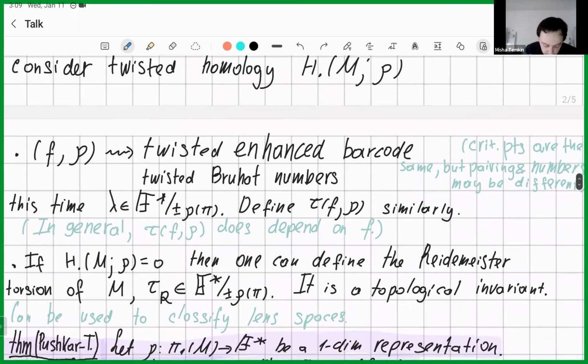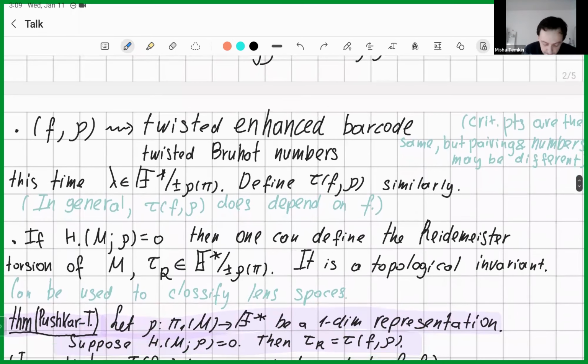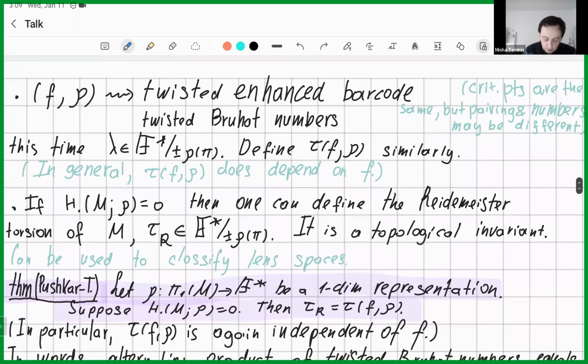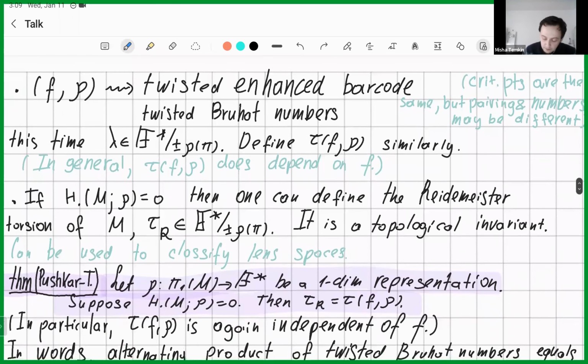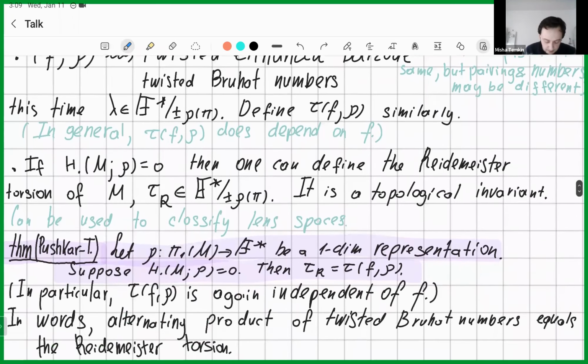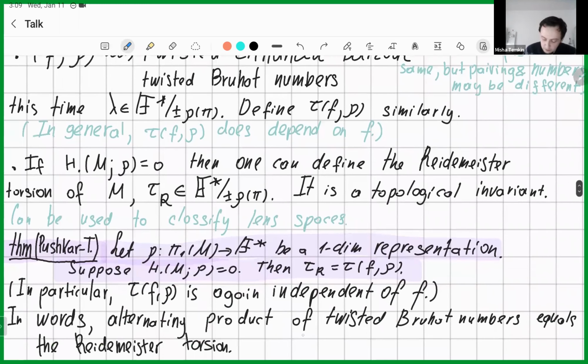And then the grown-up version of the same theorem says: let rho be a one-dimensional representation. Suppose that there is no homology. This allows us to define the Reidemeister torsion. Otherwise, the Reidemeister torsion is not defined. The theorem states that the Reidemeister torsion of the manifold equals the alternating product of all the twisted Brouwer numbers. In particular, this tau is again independent of the function. So here is the same inverse alternating product of twisted Brouwer numbers.